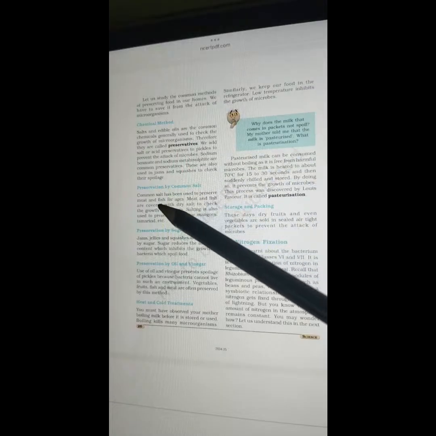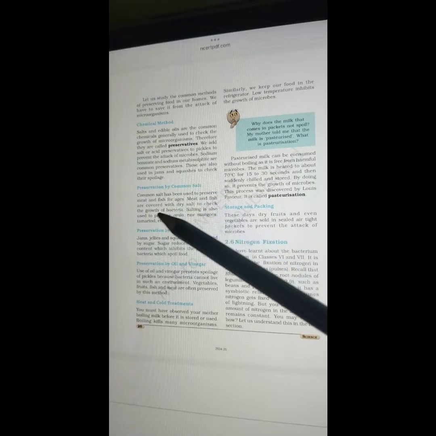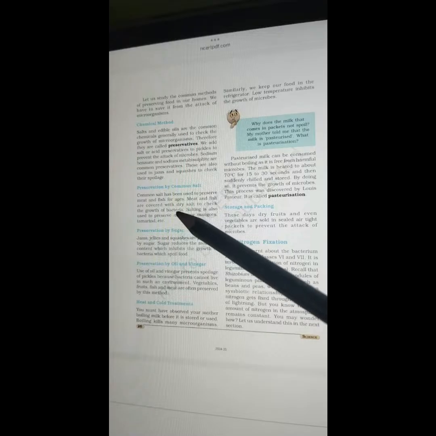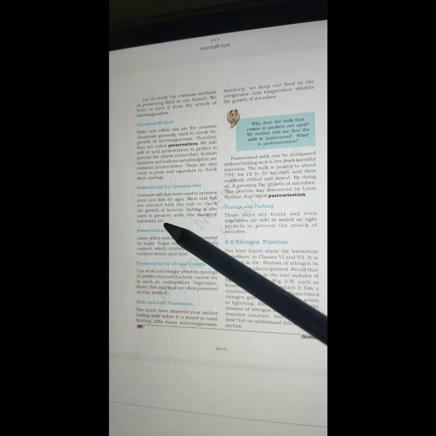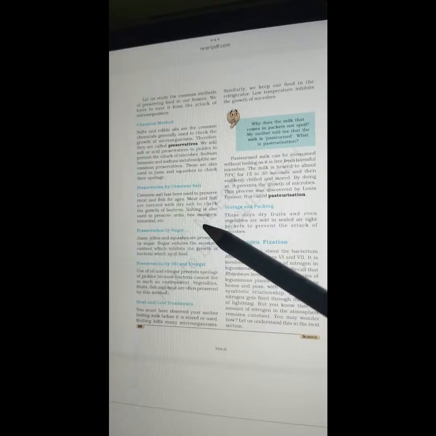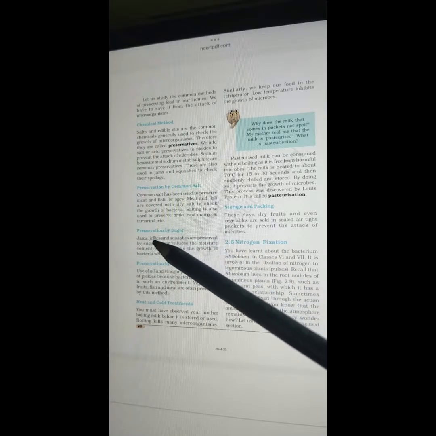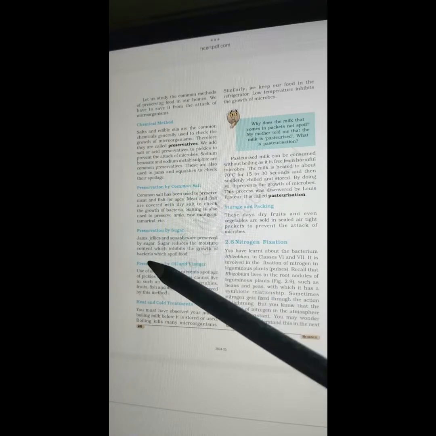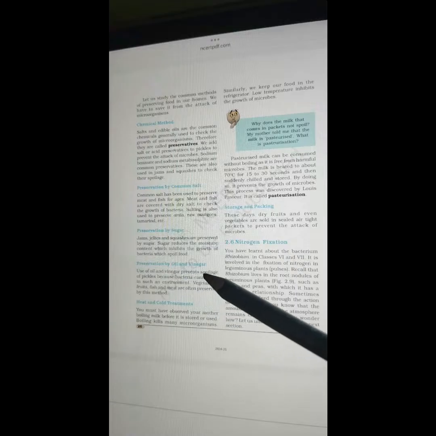Preservation by common salt. Common salt has been used to preserve meat and fish for ages. Meat and fish are covered with dry salt to check the growth of bacteria. Salting is also used to preserve amla, raw mangoes, tamarind, etc. Preservation by sugar. Jams, jellies, and squashes are preserved by sugar. Sugar reduces the moisture content, which inhibits the growth of bacteria which spoil food. Preservation by oil and vinegar.